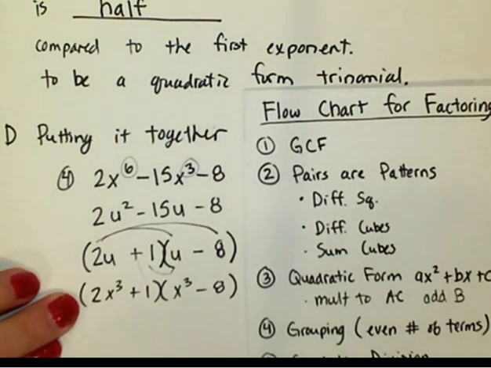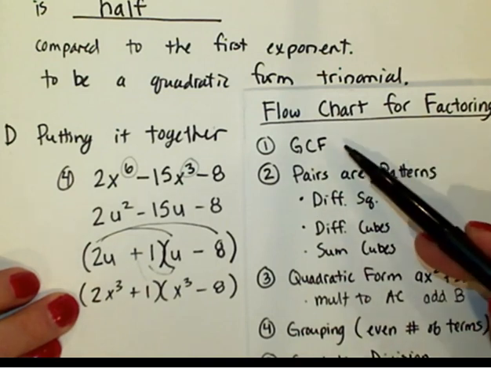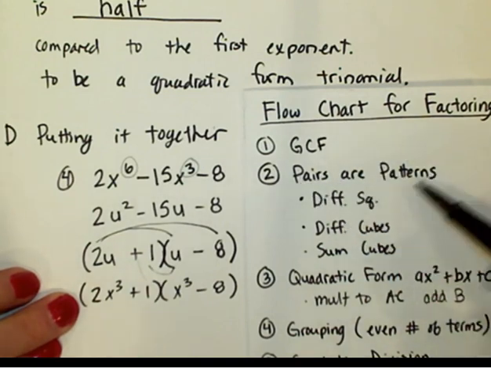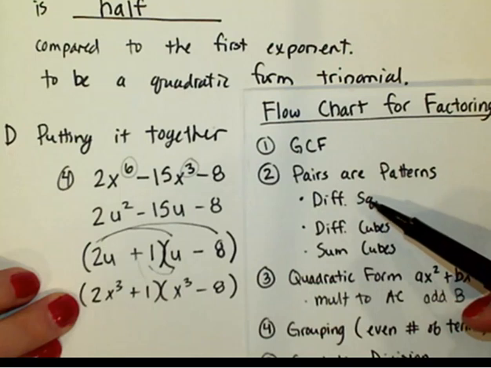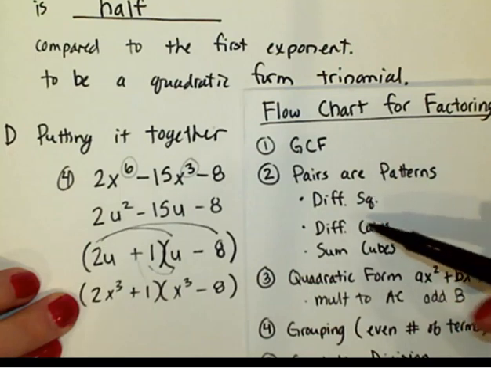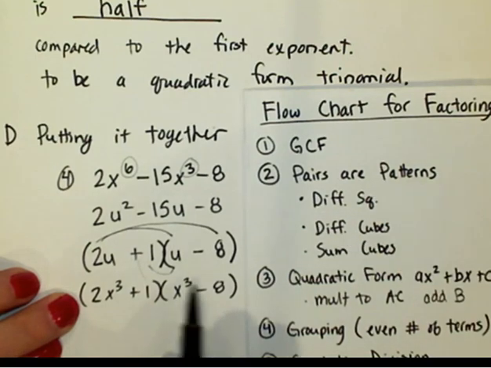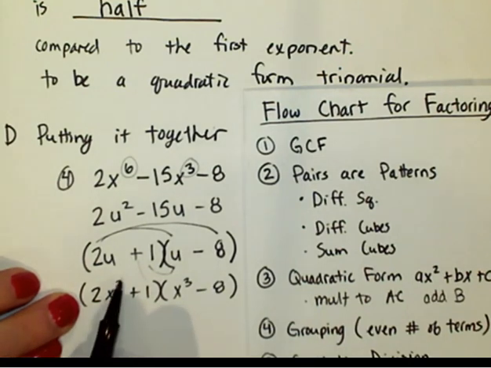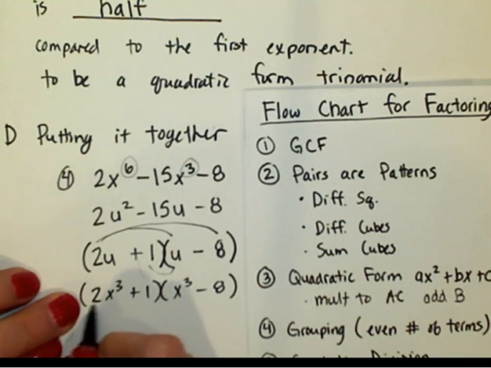Just for a reminder, do we have any GCFs? No. Do I have any pairs? I don't see any perfect squares, but I do see a difference of cubes. X cubed and 8 are perfect cubes. Notice here that even though x cubed and 1 are perfect cubes, that 2 is not, and so the pattern does not apply.